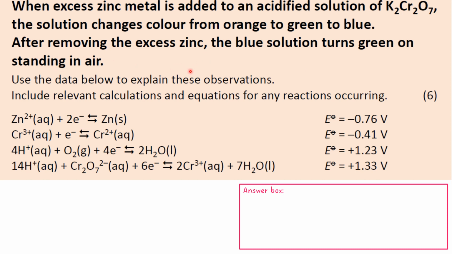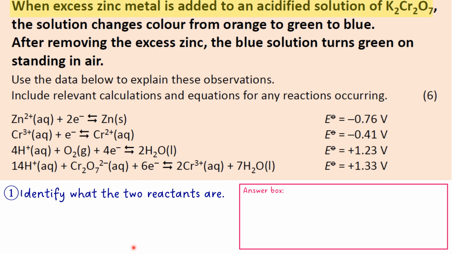So what the question wants you to do is start where the question suggests the reaction starts. So you need to identify the two reactants. So you've got zinc metal and you've got K2Cr2O7. So clearly that means that these are your two reactants.